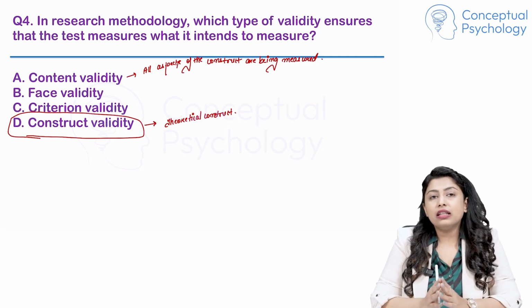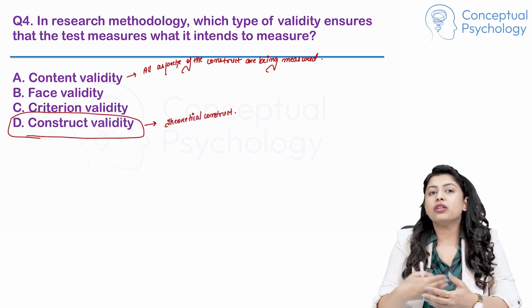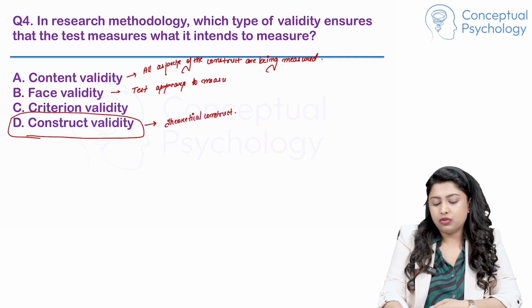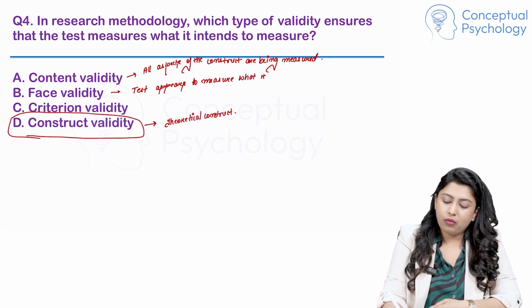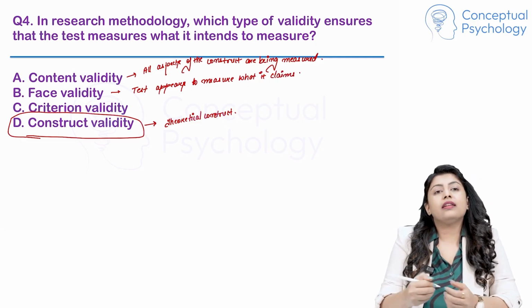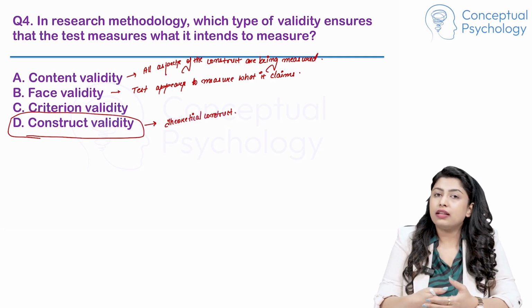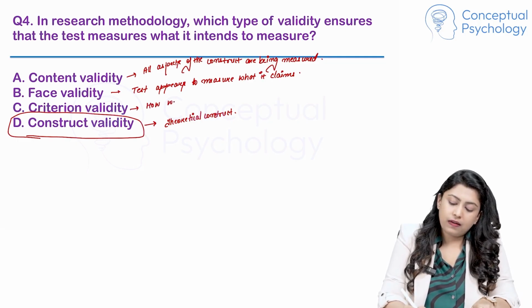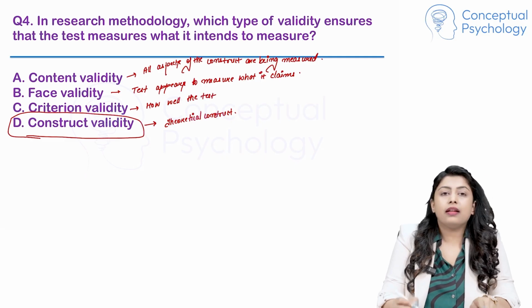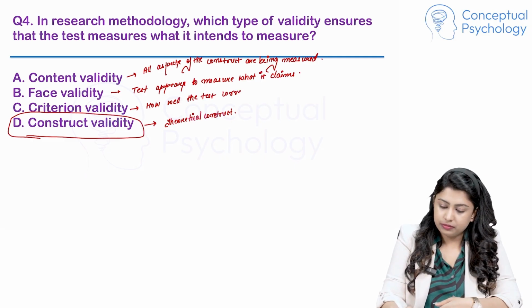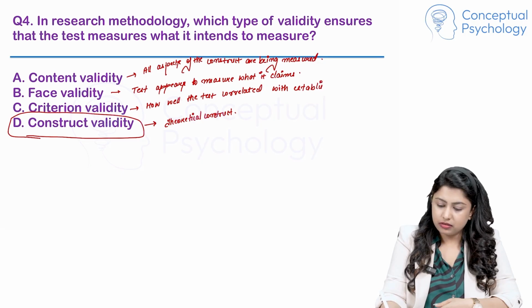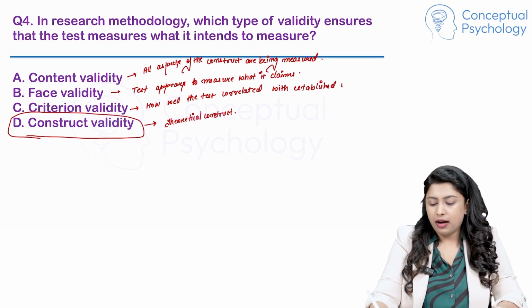Then what is face validity? It refers to whether the test appears to measure what it claims. Here, the test appears to measure what it claims. Then there is criterion validity, which measures how well the test correlates with the established criteria or outcomes. How well the test correlates with established criteria or outcomes.